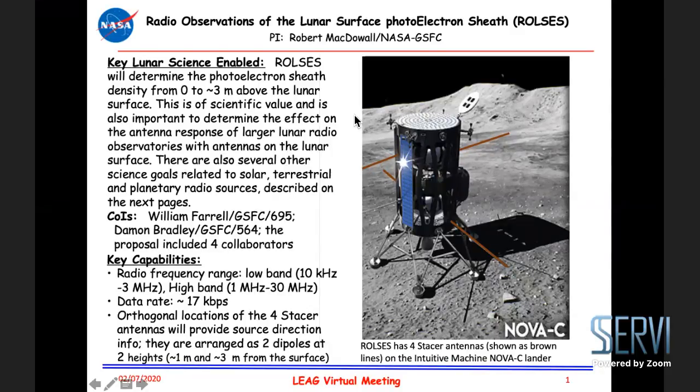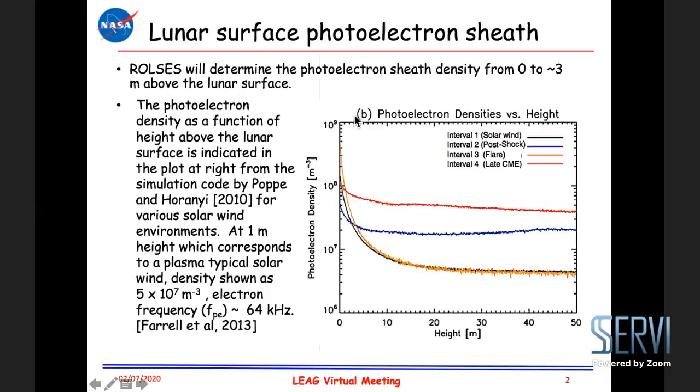And let's see, next slide. So regarding the lunar surface photoelectron sheath, of course, there's been a lot of analysis of these things and simulations have been done. And there are a few measurements that are relevant, but not as much detail as ROLSES will provide if everything works right.